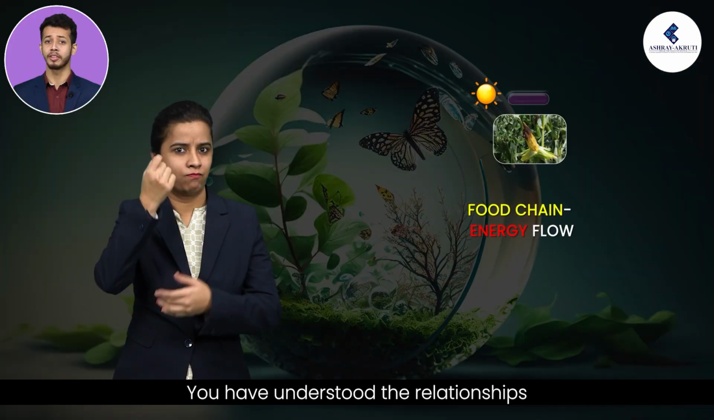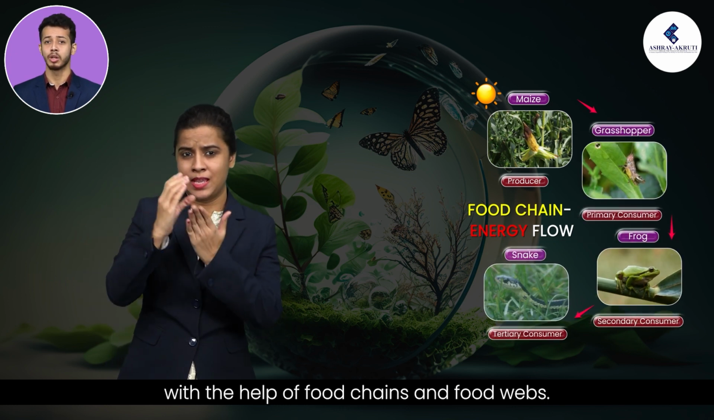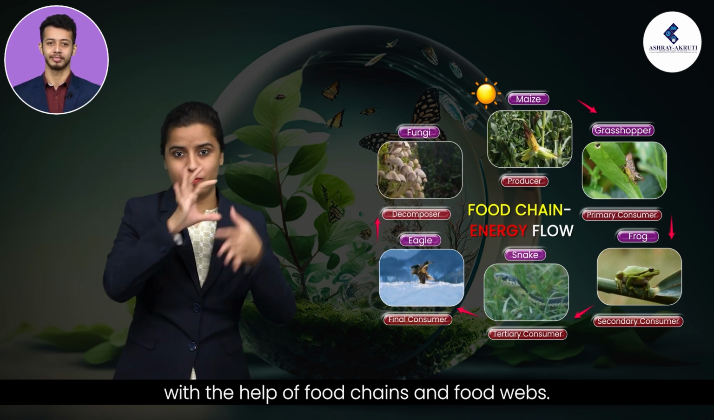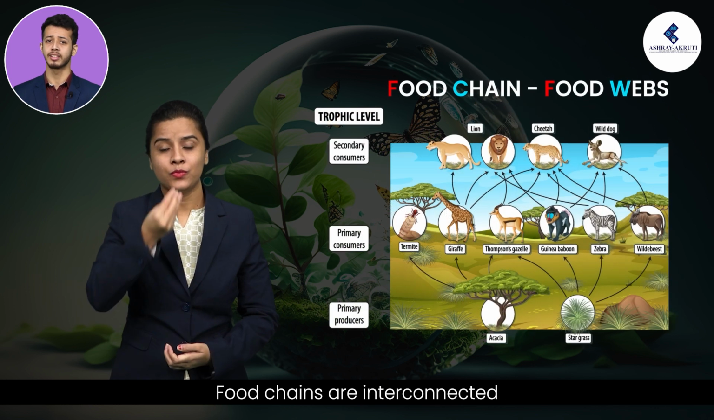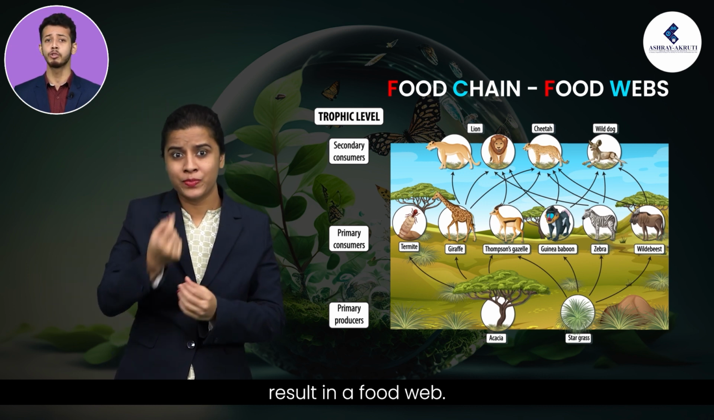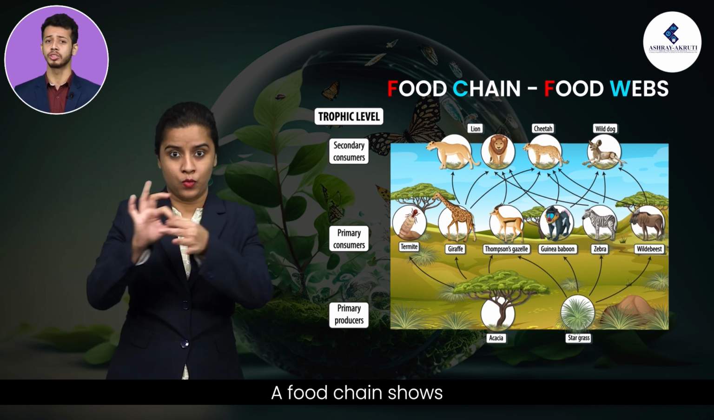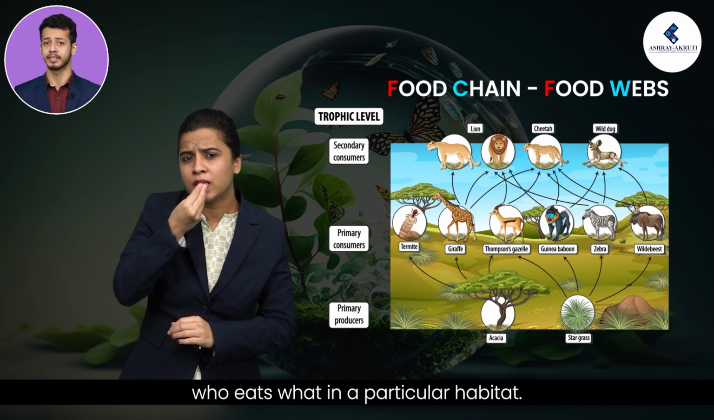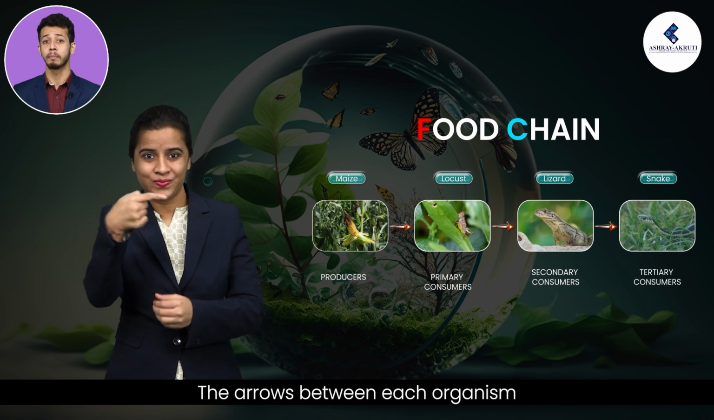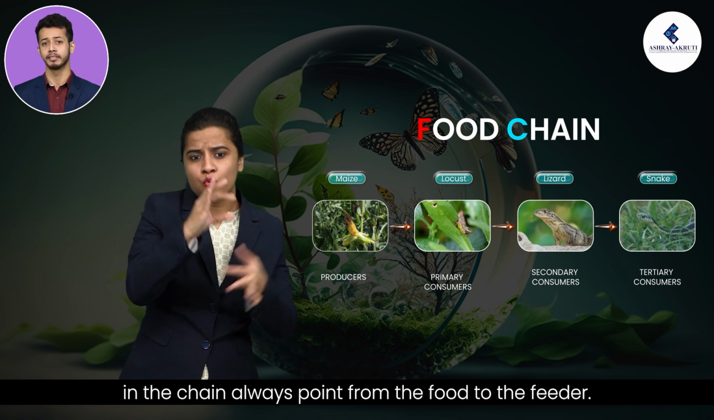You have understood the relationships between organisms and their food in earlier classes with the help of food chains and food webs. Food chains are interconnected and the connections among several food chains result in a food web. A food chain shows who eats what in a particular habitat. The arrows between each organism in the chain always point from the food to the feeder.